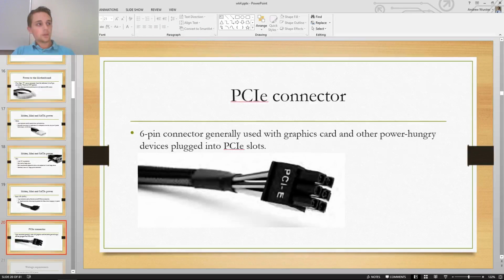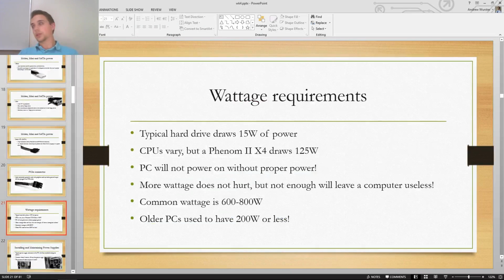So typical hard drives will draw 15 watts of power. Of course, this is all dependent on how much it's actually being used. So nowadays, you'll buy a 600 to 800 watt power supply. That doesn't mean it's going to use 600 watts every time you turn it on. It'll only use what it's required to use when the electronics are drawing power from it.